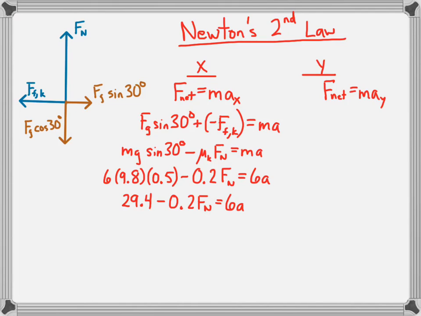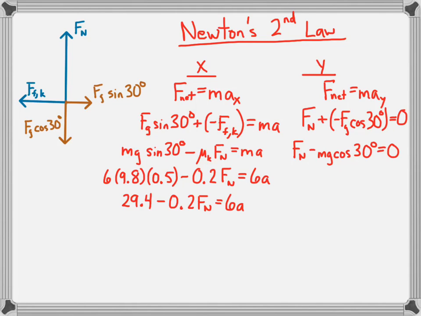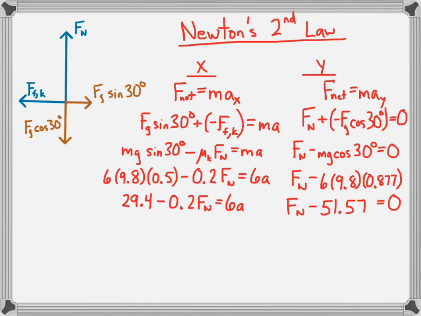Let's again write F net equals ma. This time we're going to be looking at the forces along the y-axis, and we have normal force plus negative F_g cosine of 30 degrees, and there's no acceleration in the y direction, so that's 0. I can replace gravitational force with m times g, and I can evaluate this. I can figure out what 6 times 9.8 times 0.877 is, and that turns out to be 51.57. So I have something that I can solve for normal force.